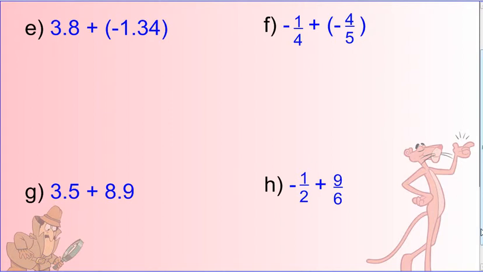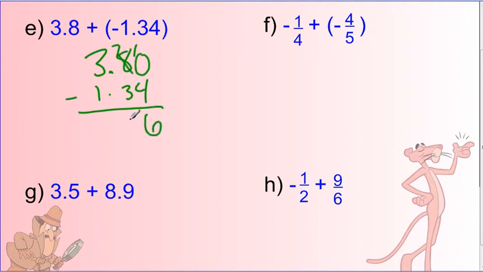Alright, letter E. We've got decimals. The signs are different, so we're going to subtract. I still set it up with the bigger number on the top, 1.34. I'm subtracting. You need to add a 0 here because you can't take 4 away from nothing. So you borrow, and 4, and decimals stay lined up, and 2. And now you have to keep the sign of the bigger number. Well, the bigger number is positive, so the answer is positive.